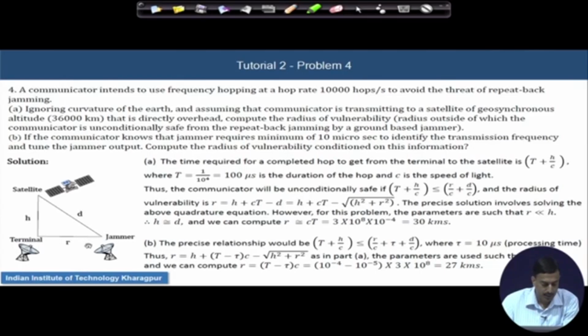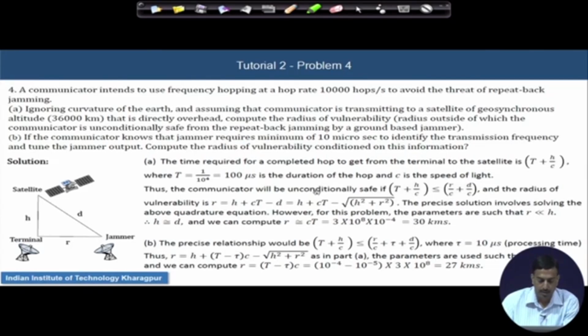Now there is this jammer at distance R. What it needs to do first is to try and get this information. That requires a time of R by C, where R is the distance between the terminal and the jammer, and then the propagation time between the jammer and the satellite receiver where the jamming will actually happen. That propagation time is nothing but d by c, where d is the distance between the jammer and the satellite.